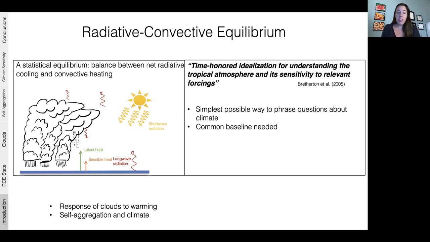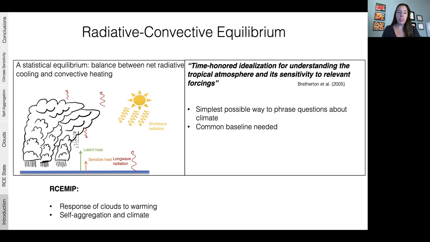Now, these questions of self-aggregation, in particular, how it might affect climate and how clouds and convection change in response to warming, have been investigated before. But previous studies have differed in many ways, making it difficult to assess whether the diverse results are a real reflection of model uncertainty or artifacts of the experimental design or diagnostics used. And so this motivated us to do a coordinated intercomparison of radiative convective equilibrium called RCEMIP.